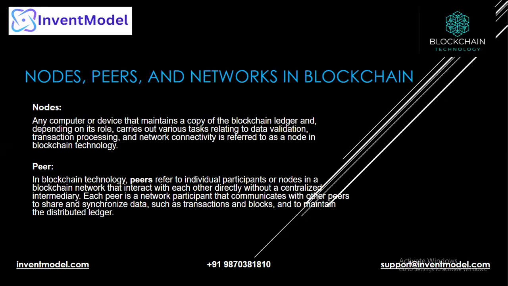Next, peer. In blockchain technology, a peer refers to an individual participant or node in a blockchain network that interacts with other peers directly without any centralized intermediary. Each peer is a network participant that communicates with other peers and shares synchronous data such as transactions and blocks, and maintains the distributed ledger. So a peer is simply defined as a unique entity.